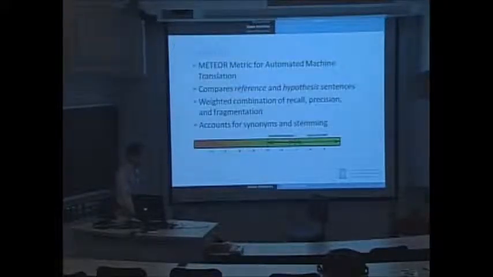And to evaluate the correctness of our transcripts, we use the METEOR metric, which was originally designed for machine translation. It compares your reference, the correct sentence, with your hypothesis sentence, which is what we're hypothesizing. And it uses a weighted combination of recall, precision, and fragmentation. As defined earlier, recall is the percentage of words in the hypothesis that occur in the reference. Precision is the percentage of words in the reference that occur in the hypothesis.